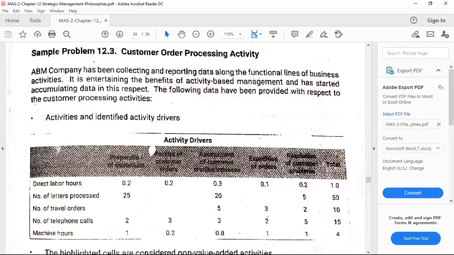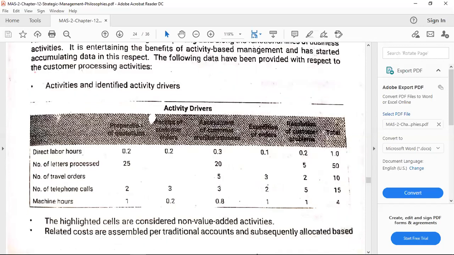All right, so let me continue. With this one here, we can just notice how the activities, or the activity drivers, are being grouped into the different activities. So we will be using them to allocate the cost to the different activities later on. So how do we do that?